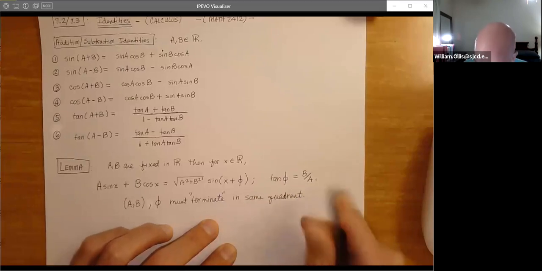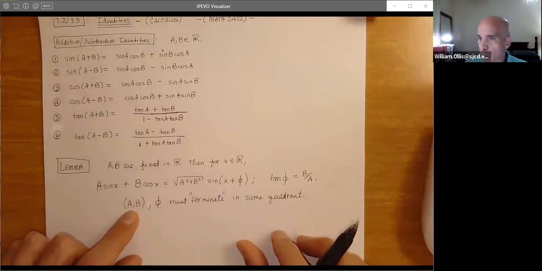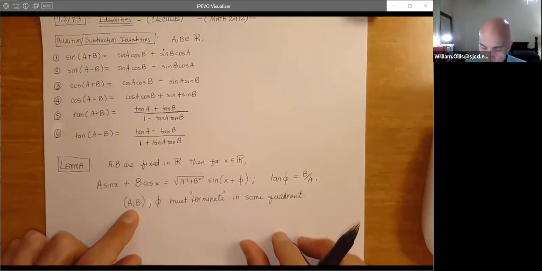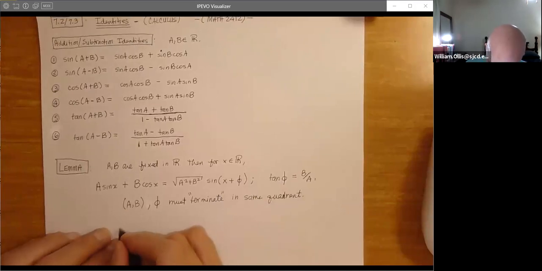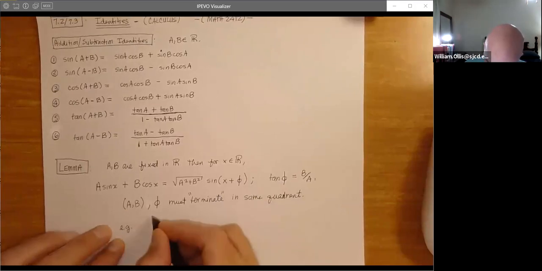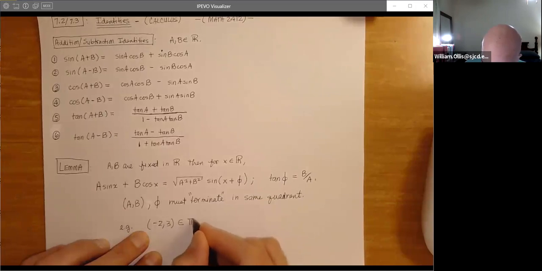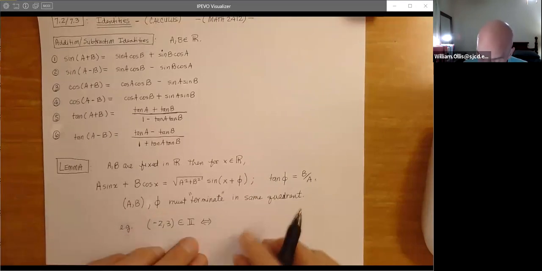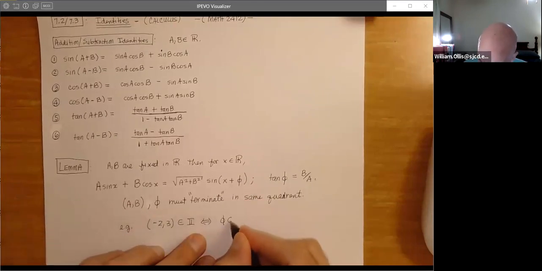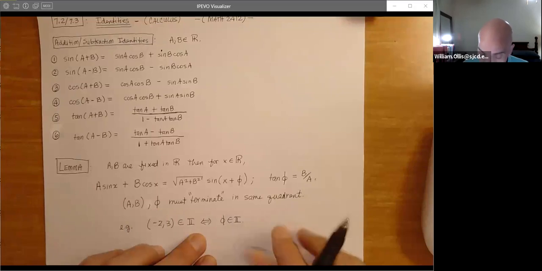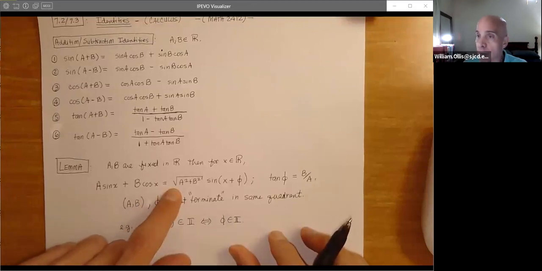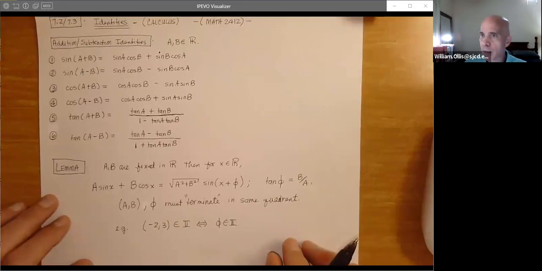So you can think of this as being a point on the unit circle, though it's not really. For instance, here's an example. If we had the point, say, -2, 3, this is in the second quadrant, then this would mean that our expression for phi must also live there, so that we get a correct rendering of this formula. That's the only catch of it.